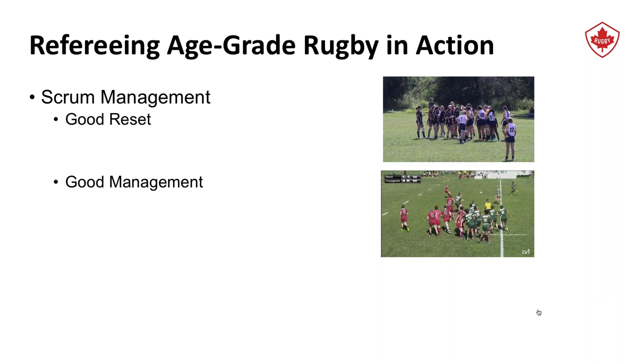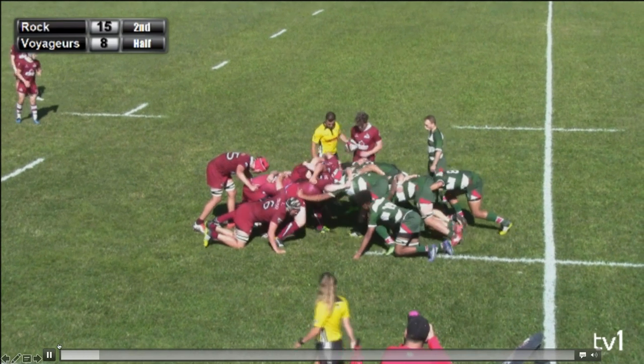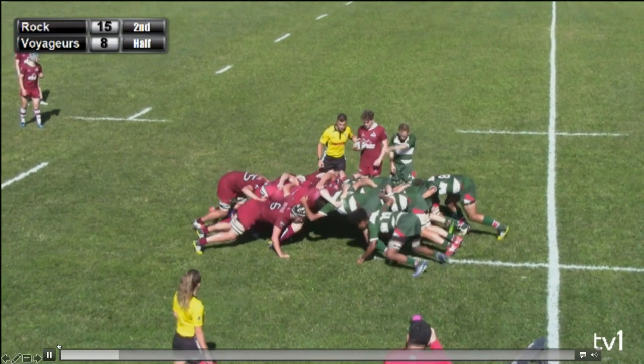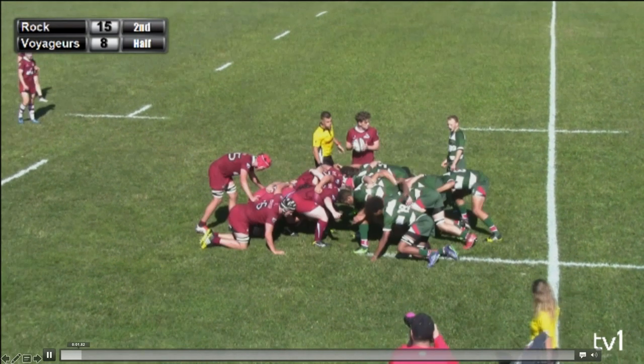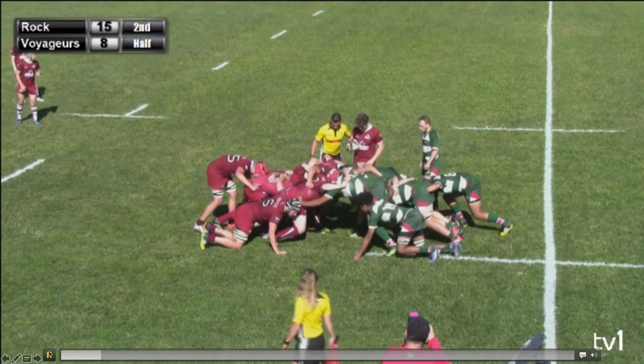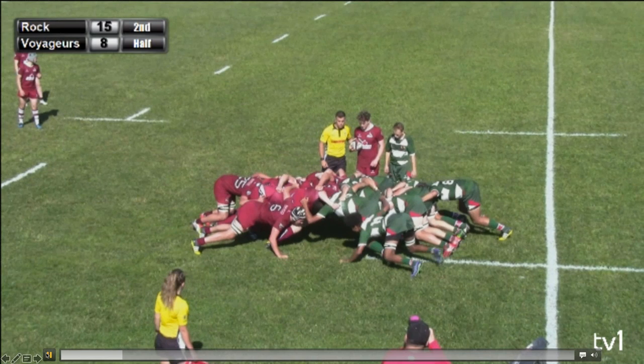So when we look at the first instance, the first scrum here, what we'll notice is that we do have some pretty good stability after the set. However, maybe not before that. So if we watch one more time here, take a look at the bind. There's a little bit of pre-engage on this red tight head side before the red loose head side goes in. So that could be one of the reasons why we end up with a little bit of instability.